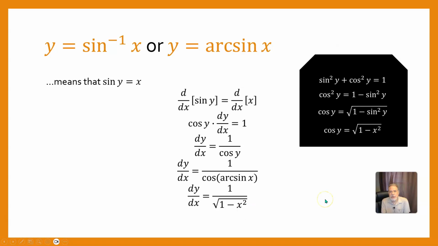You seem to be forgetting something. When we take the square root of cosine squared, we should have included a plus or minus. After all, if cosine squared equals 1 minus sine squared, cosine could either be the positive or the negative square root of 1 minus sine squared. And that would mean that the derivative should be 1 over plus or minus the square root of 1 minus x squared. But is that right?